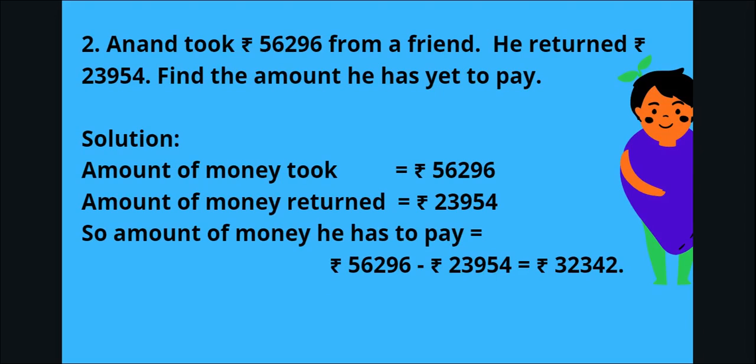Second word problem. Anand took rupees 56,296 from his friend. He returned rupees 23,954. Find the amount he has yet to pay.